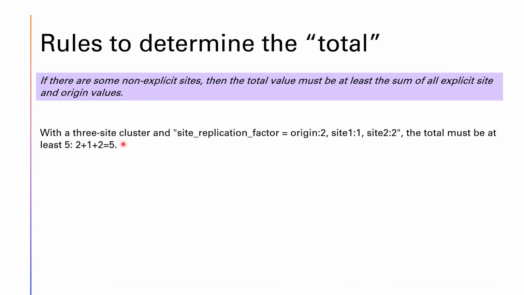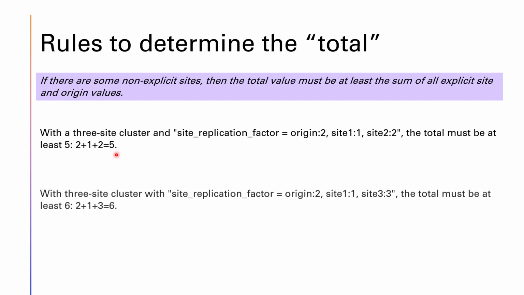Let's say we have a 3-site cluster and I have given the site replication factor as something like this: I have given origin, I have given site 1, I have given site 2, but I have not given the third site, site 3. So what will be my total? In this case, as per this rule, it has to be minimum 2 plus 1 plus origin, the explicit values plus the origin value. That means 5.